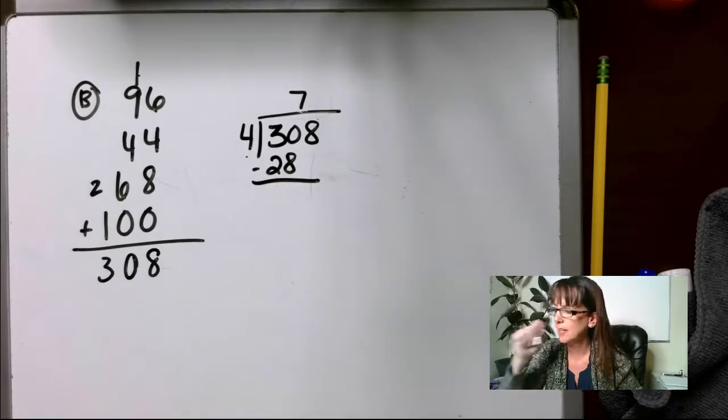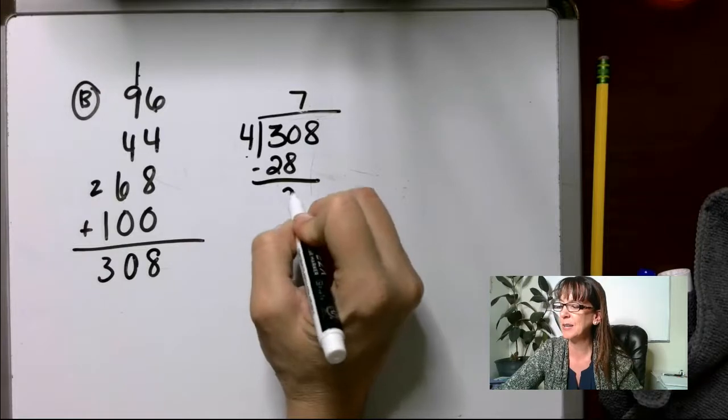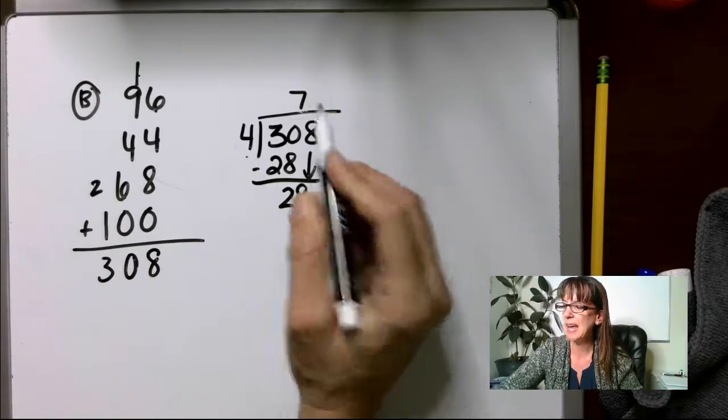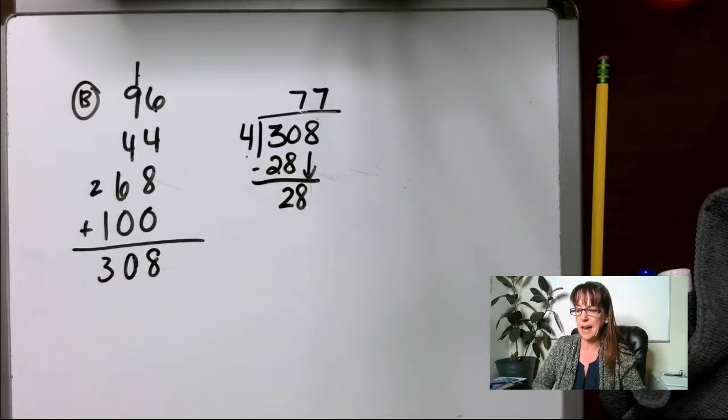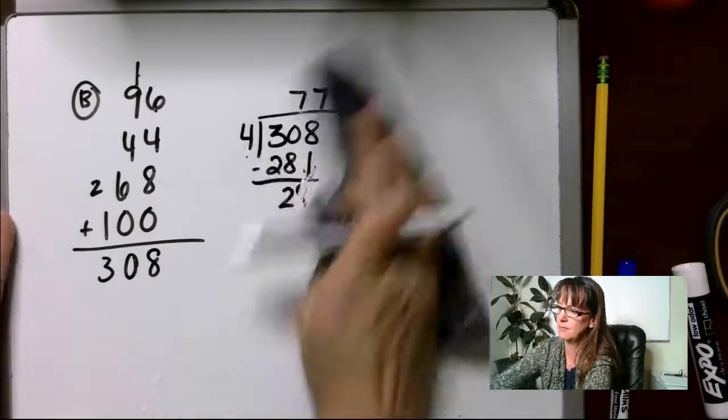Catch my mistakes. All right, when we subtract, we also bring down. And how many times does 4 go into 28? 7 times. All right, so the average of those numbers would be 77, right? 77.